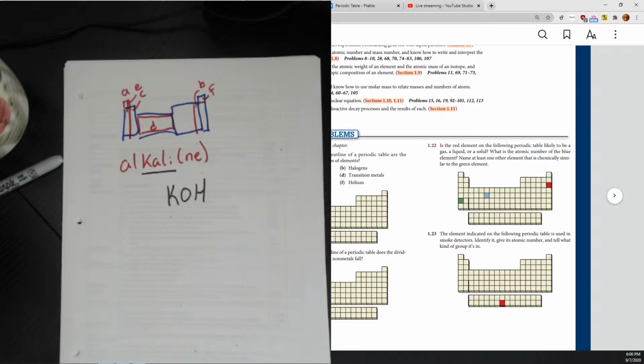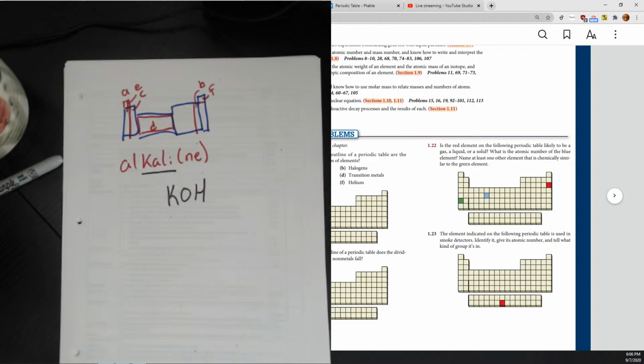Is the red element on the following periodic table likely to be a gas, liquid, or solid? The red element right here, all the way over on the far right, whether it's going to be a gas, liquid, or solid should be very easily figured out based on the name of the group it's in. The noble gases. It's going to be a gas. In fact, that is argon.